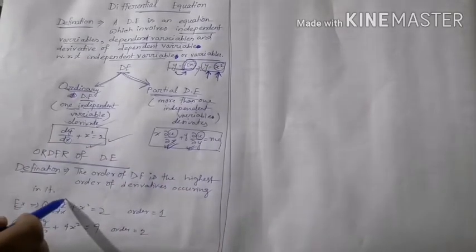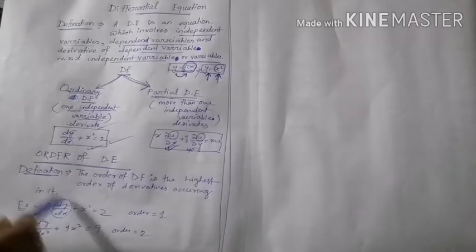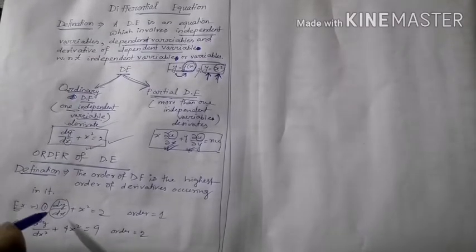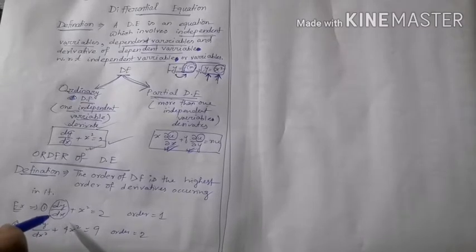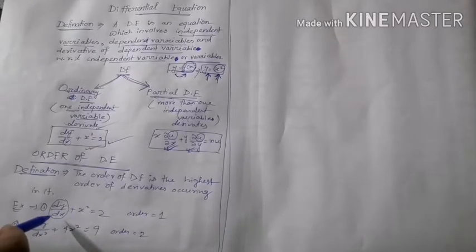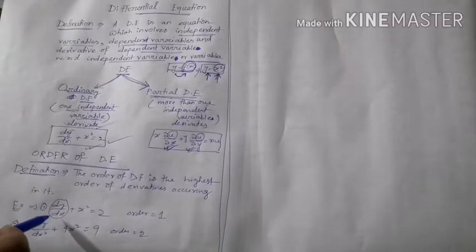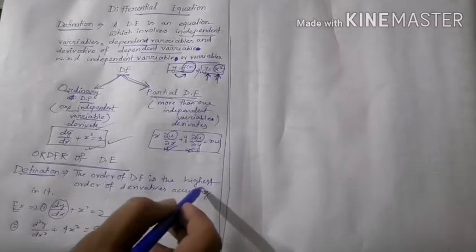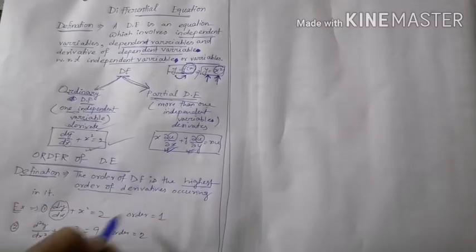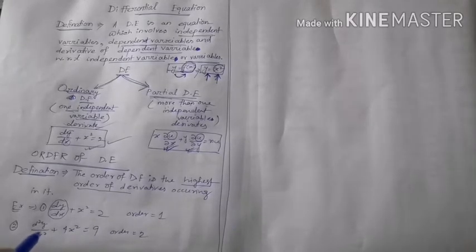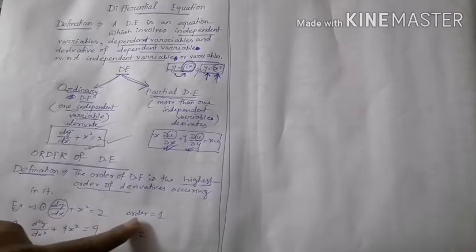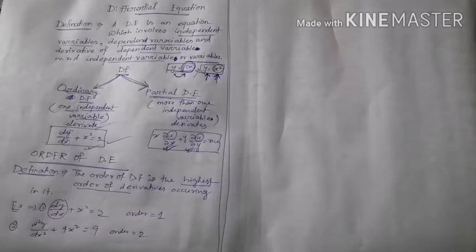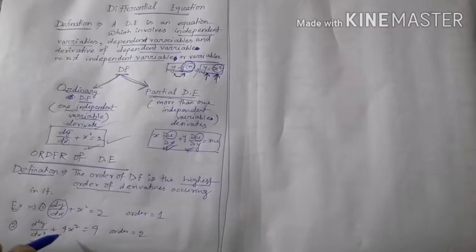Here y is the dependent variable and x is the independent variable, and the dependent variable y is differentiated only one time with respect to x. So dy by dx is the first order derivative, and the highest order of derivative here is 1. Let's take another example like this one: d square y by dx square plus 4x square equals 9.